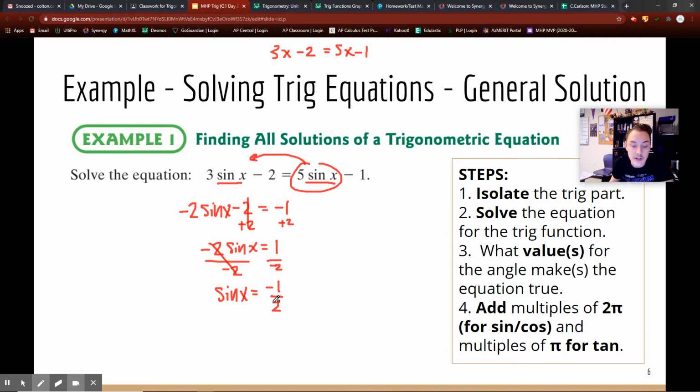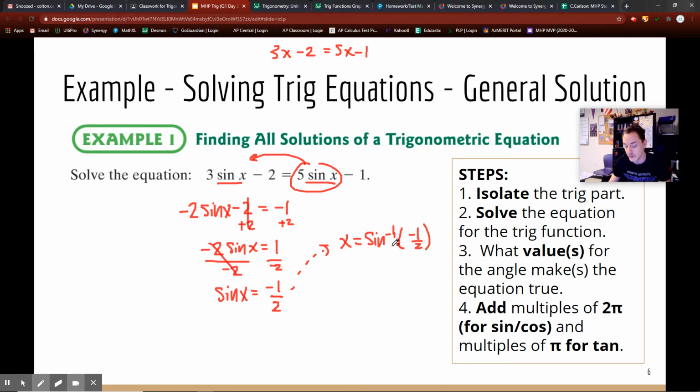Now, of course, can I use my calculator to do this inverse? I could, because technically x equals inverse sine of negative 1/2, okay? But that's not going to give you your full solutions. Yes, it'll give you one of them, but it's not going to give you all of them, okay?